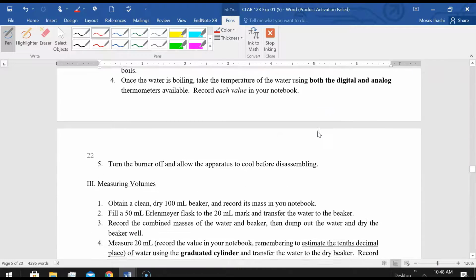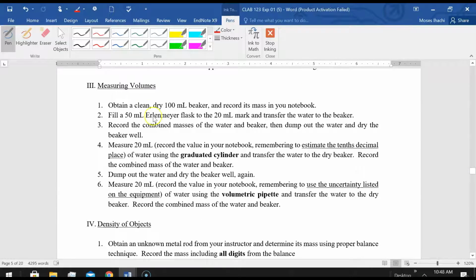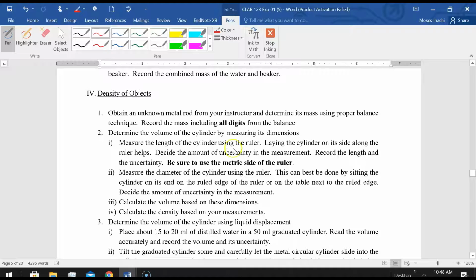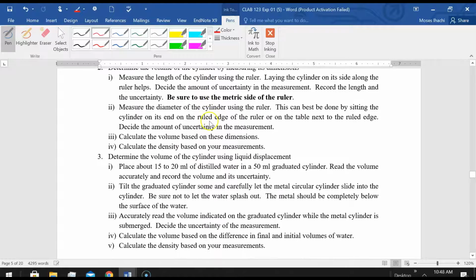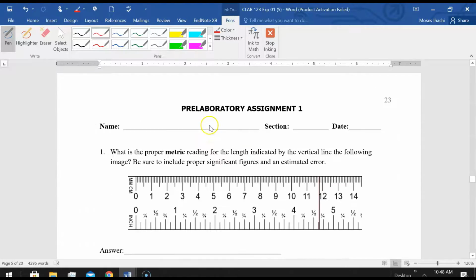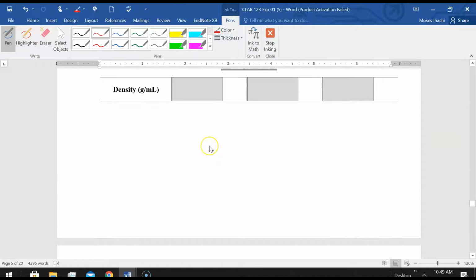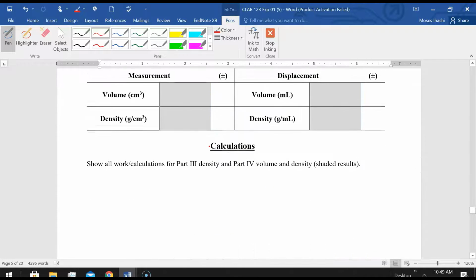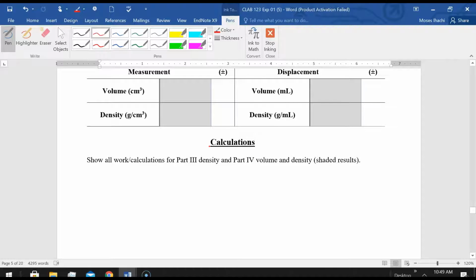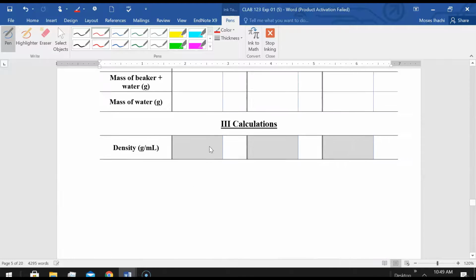For this one, you're measuring volumes with a graduated cylinder. Here you're trying to find the density using mass over volume. You can read all this text and see what the procedure says. So that was for experiment 1. I'll find a link of what was done during experiment 1. And this is the data table.